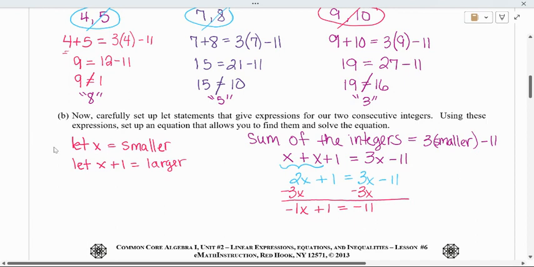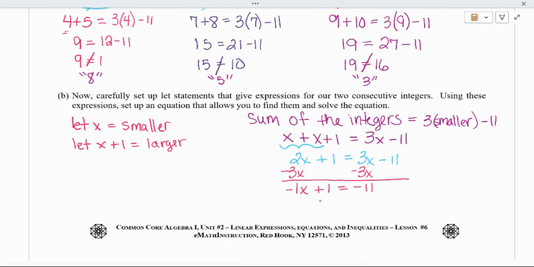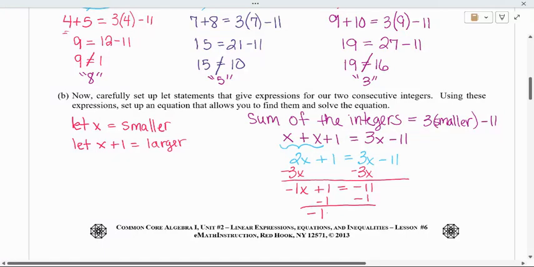Now I have to move that constant of 1 over to one side or the other. Subtract 1 on both sides. Good job. Yeah, thank you, both sides. I love that. So -1x equals -12. Divide both sides by -1. Good job, Ariana. Divide both sides by -1, and I find out that x equals 12.